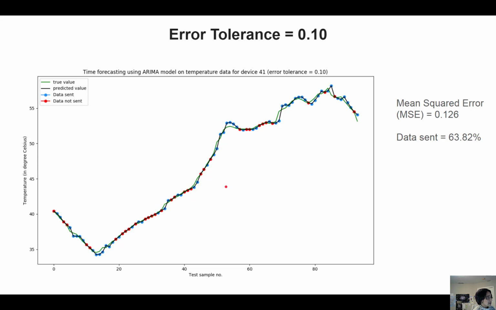In here, you see that the data sent is now 63.82% when the error tolerance is increased to 0.10. So now some of the data is being sent to the server.